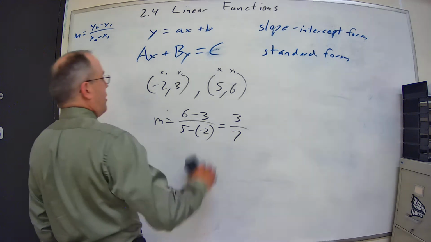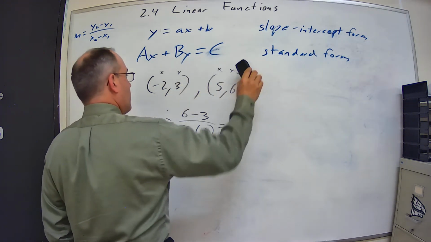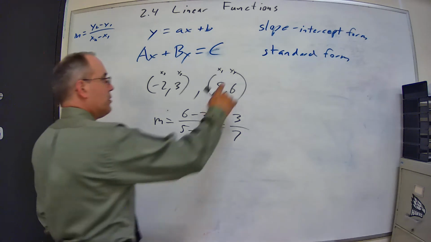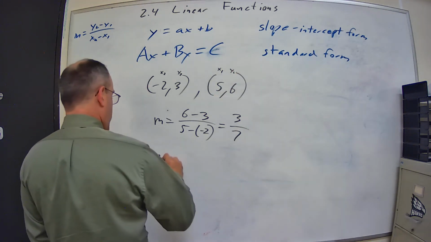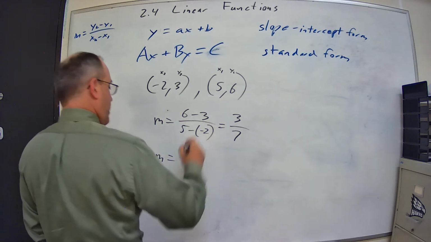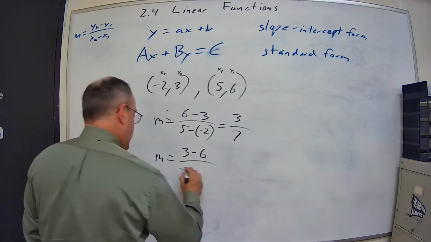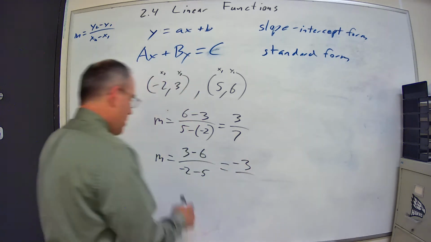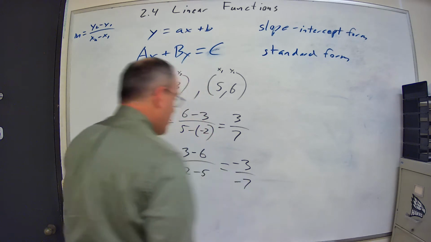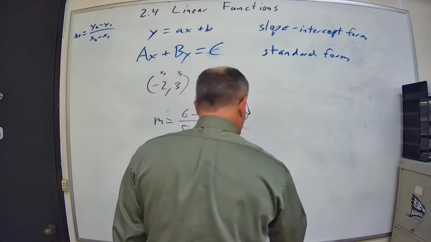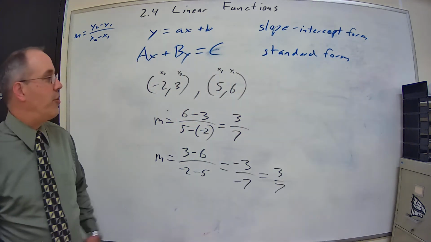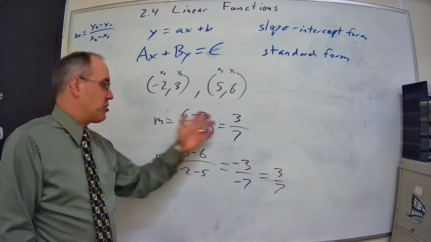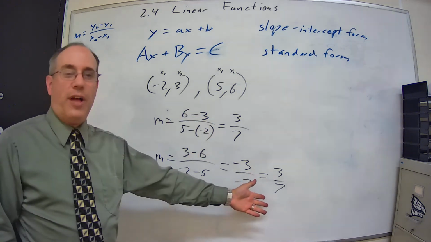Now I'm going to change this up a little bit, and only a little bit. I'm going to call this point x2, y2, and this one x1, y1. So now my slope is equal to 3 minus 6 over -2 minus 5. 3 minus 6 is -3. -2 minus 5 is -7. Negative divided by a negative is positive, gives you 3/7. So notice it doesn't matter which point you call the first point, which point you call the second point. The slope, as long as you don't do anything foolish, will end up being the same.